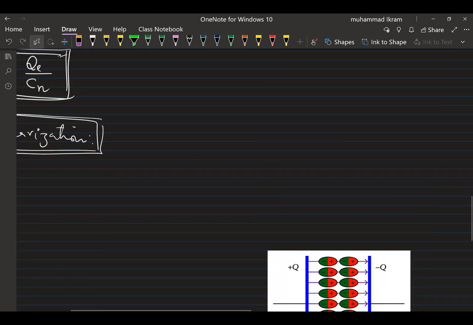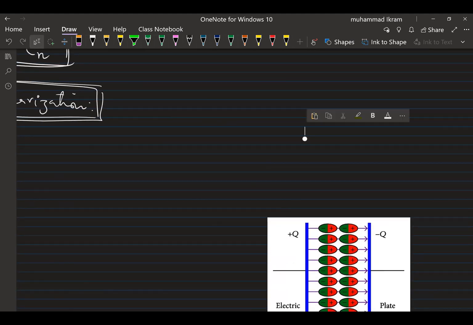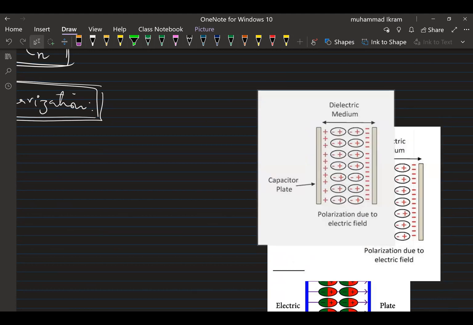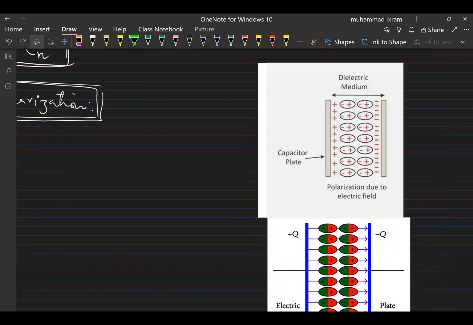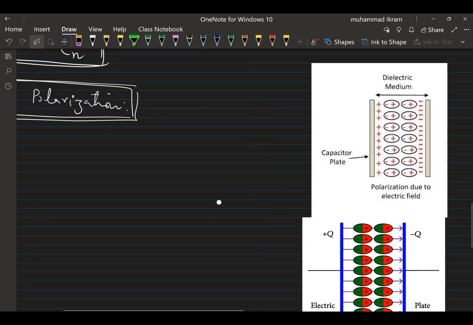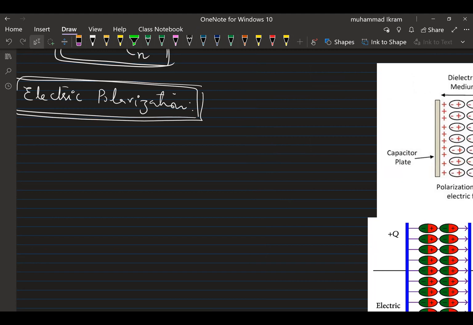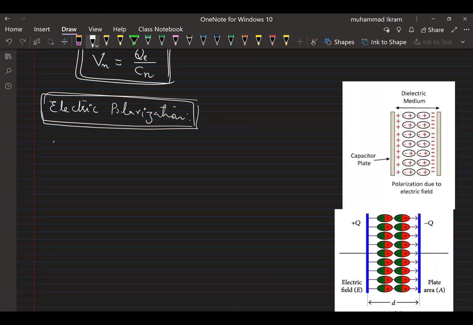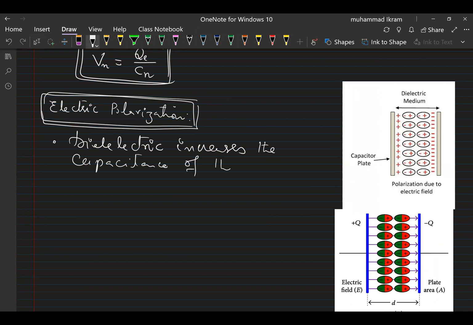Good. And let me paste it here. So, if you remember in my last lecture, I told you that a dielectric increases the capacitance of the capacitor. The capacitance of what? The capacitance of the capacitor.